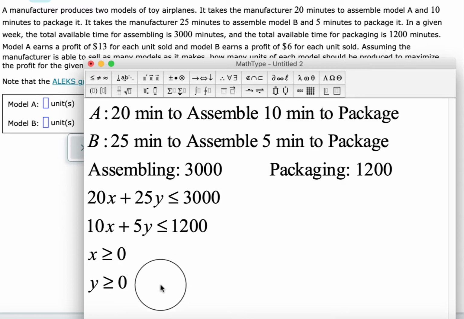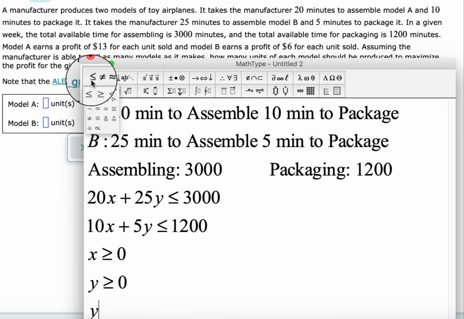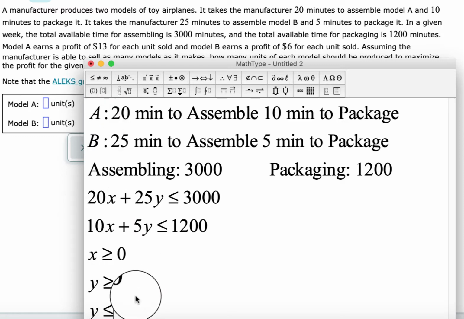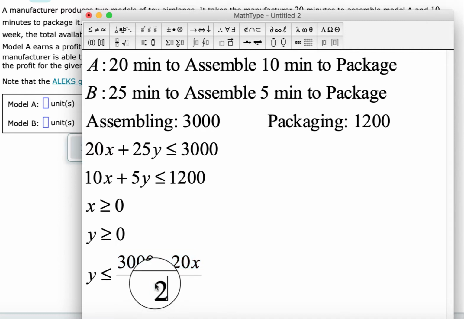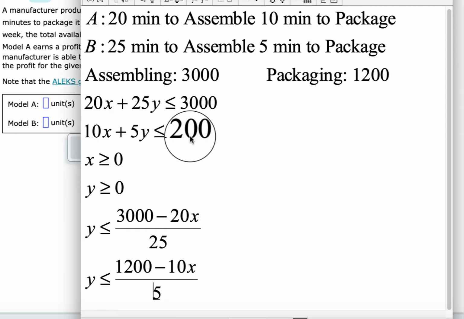We're going to solve for Y in the first inequality, and if you subtract that 20X, we'll have that Y is less than or equal to 3,000 minus 20X, all divided by 25. Similarly, we can solve for Y in the second inequality, subtracting the 10X and dividing by 5. So 1,200 minus 10X, then divided by 5. We'll graph this using the ALEKS calculator, find our vertices, and then determine which one will maximize the profit.